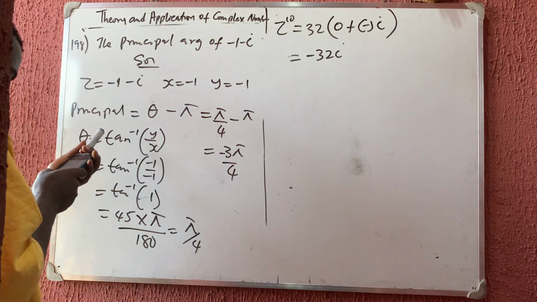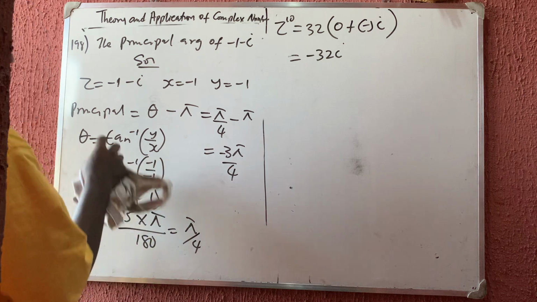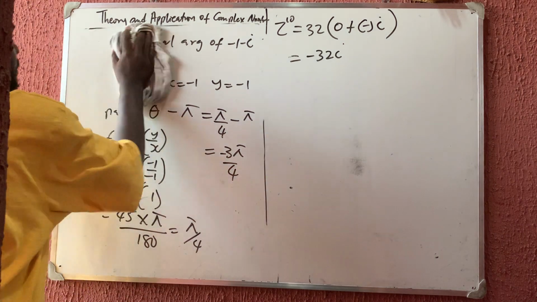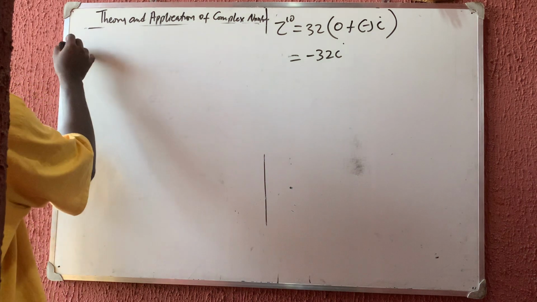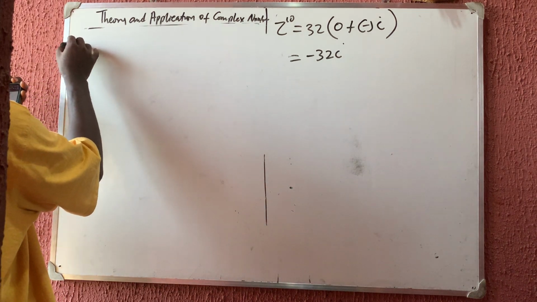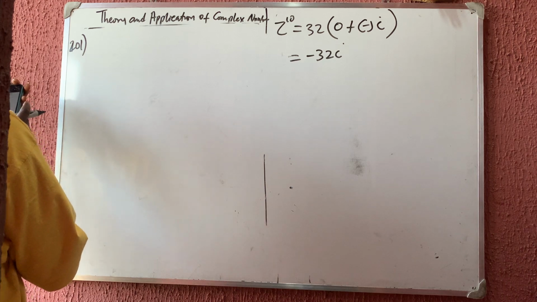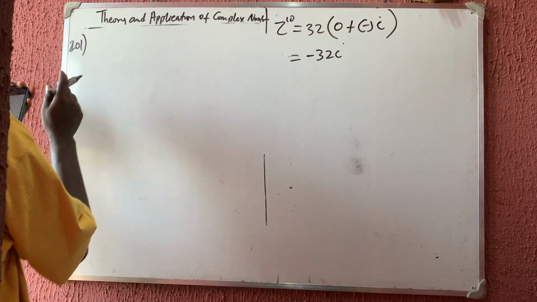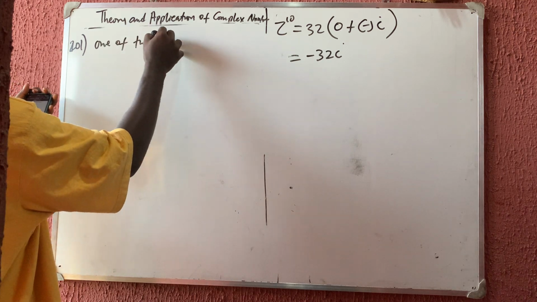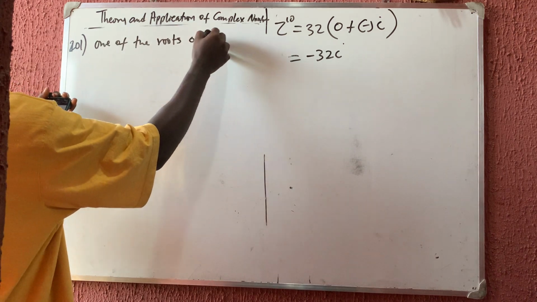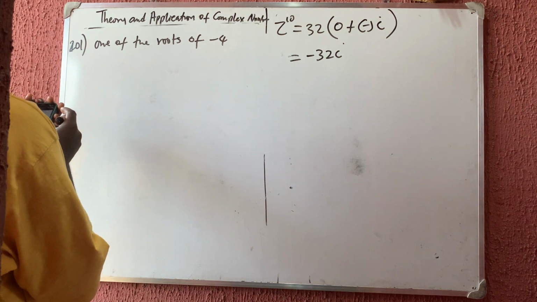So the next question, question number 201 said one of the roots of minus 4 is dash. Okay, one of the roots of minus 4.